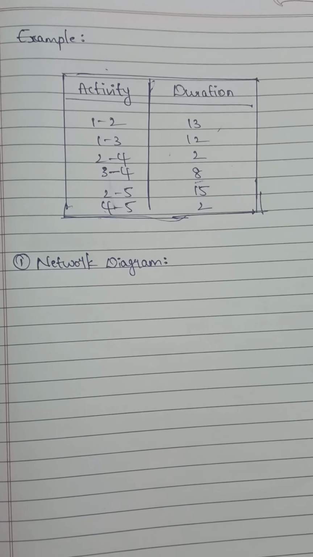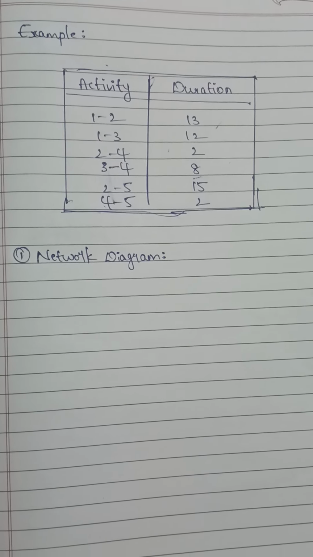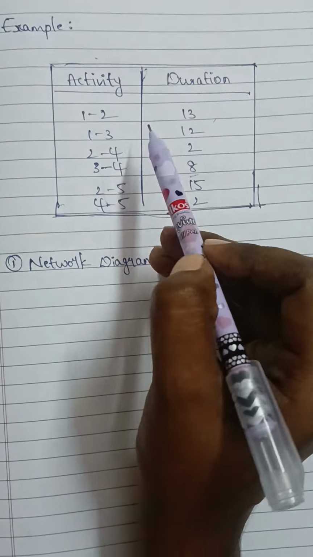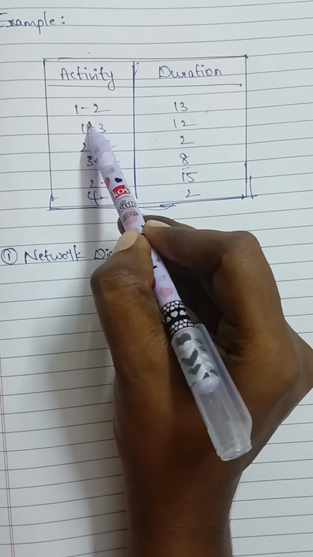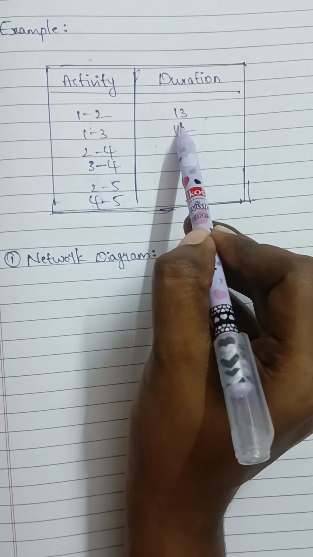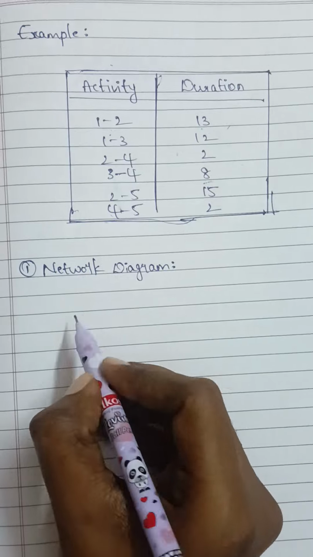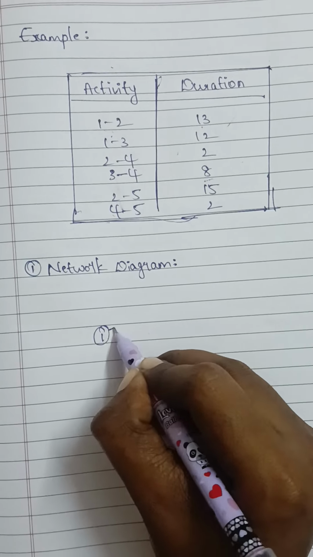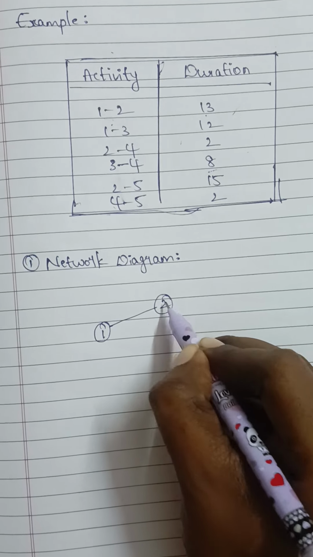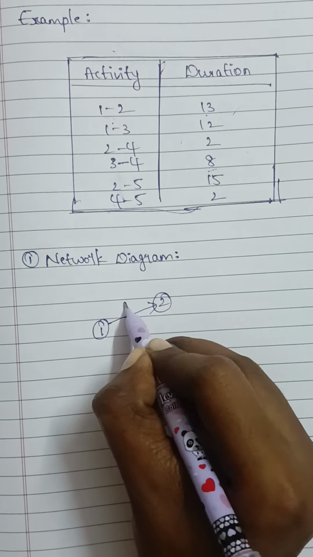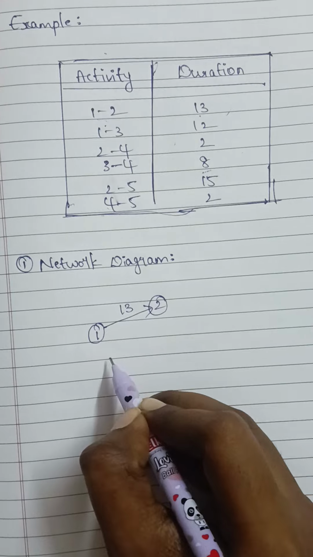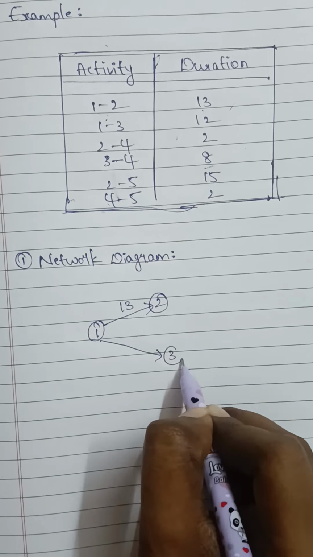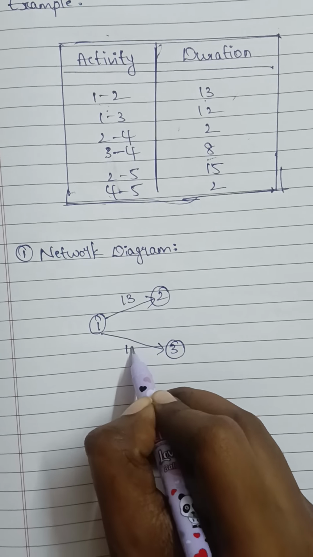So for the first step we have to draw the network diagram. Let us construct a network diagram for the given activities. Here the first activity is 1 to 2, and for this the duration is 13. So let us draw the first node, that is 1. From 1 we draw the second node 2. The duration for 1 to 2 is 13. Next activity 1 to 3. The duration for 1 to 3 is 12.